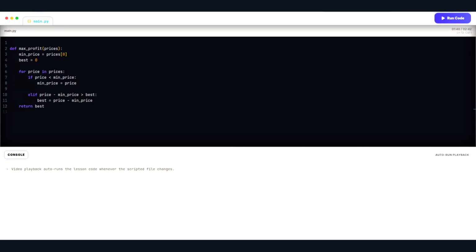Now, let's test it and hit run. In the first case, the best profit is 5, buying at 1 and selling at 6. When prices only fall, no profit is possible, so the answer is 0. When they only rise, we buy first and sell last for 3.